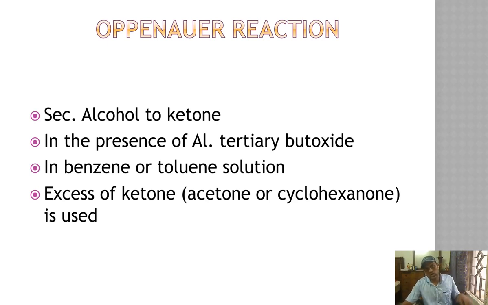First one is the Oppenauer reaction. Oppenauer reaction is nothing but conversion of a secondary alcohol to ketone. So here we are converting secondary alcohol to ketone. It is going to happen in the presence of aluminum tertiary butoxide. So that is the reagent we are taking here for the oxidation reaction. And this reaction is going to happen in benzene or toluene solution. Okay, this medium is required. And one more condition is the reaction should contain excess of ketone.